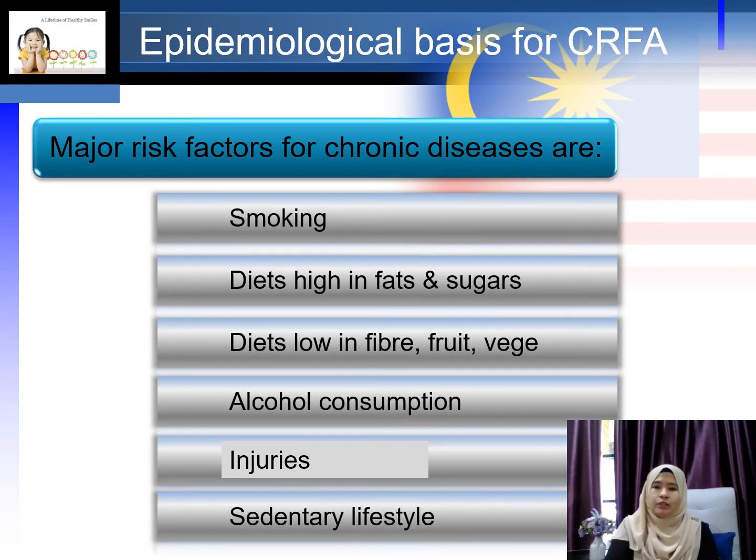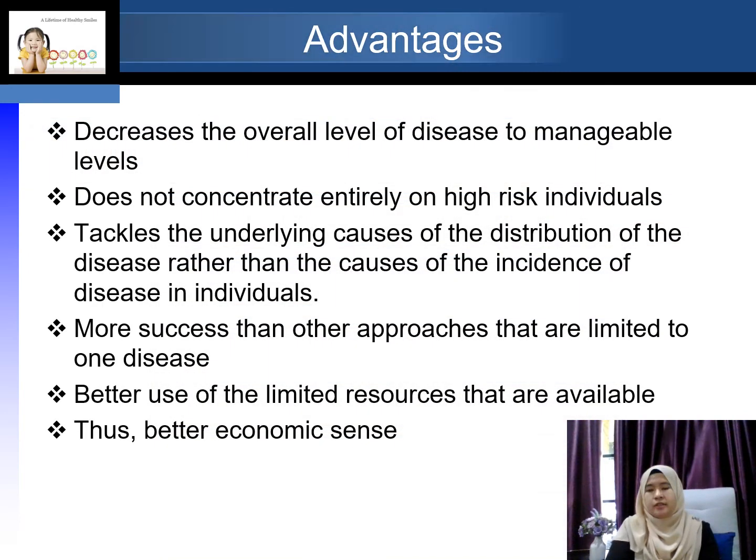So major risk factors for chronic disease are smoking, diets high in fats and sugar, diets low in fibers, fruits and vegetables, alcohol consumption, injuries, and sedentary lifestyle. These are the advantages of the common risk factors approach. It decreases the overall level of disease to a manageable level. Okay, that level that we can manage.